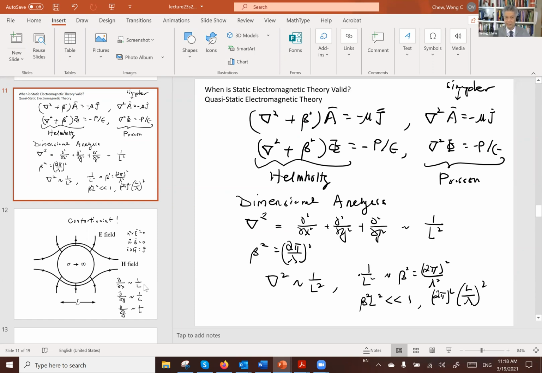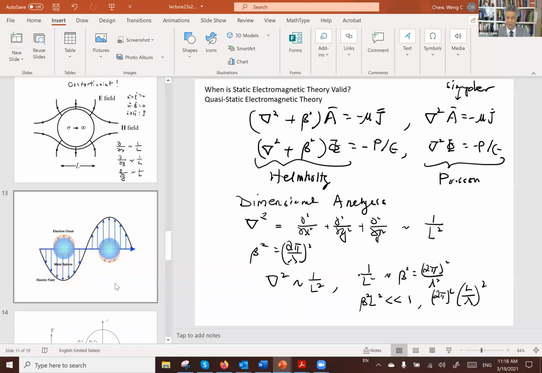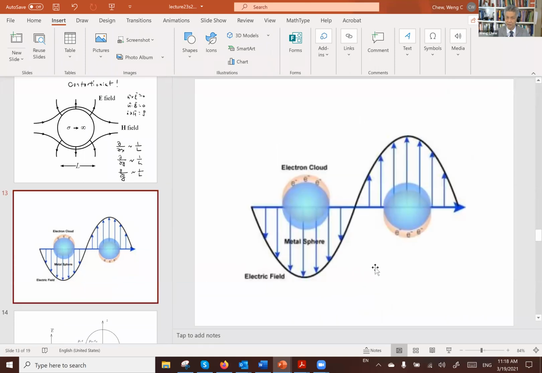Or when the length of the object that you're inspecting is very much shorter than the wavelength, then you can drop this term compared to this term because this term is large, and you can replace Helmholtz equations with Laplace's equation. So you can do a static approximation of electrodynamic theory when that is the case. And that is the case when you are, for instance, dealing with nanoparticles.